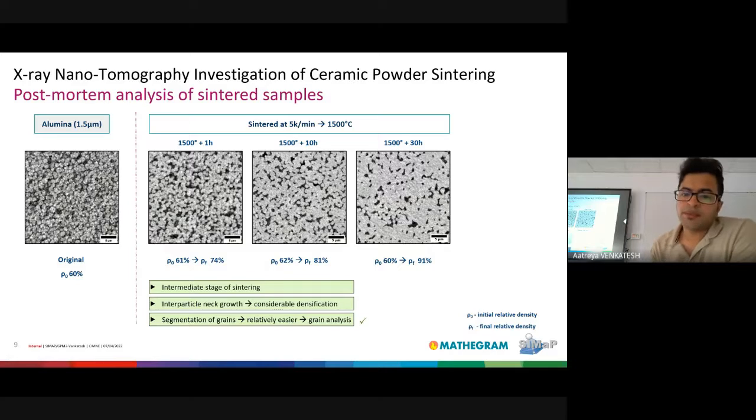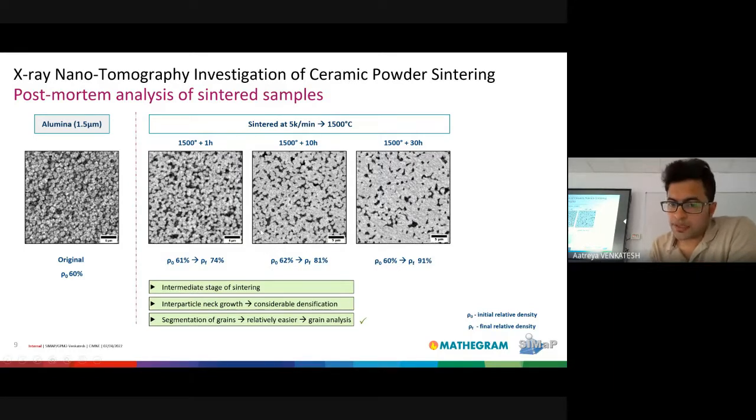So just by looking at them globally, we can say that there is some rapid interparticle neck growth in the initial stages, followed by some considerable densification later on, wherein the density reaches around 91% after 30 hours of sintering. So thus signaling intermediate stage of sintering. So as you can already see, the segmentation of grains here looks relatively easier, at least in the initial stages of sintering. So we have concentrated on the quantitative analysis of the grains rather than the pores.